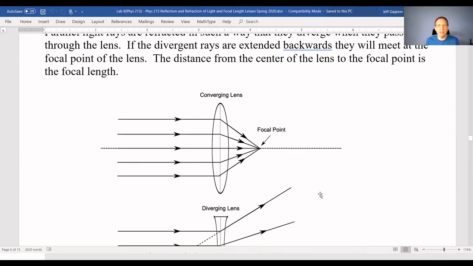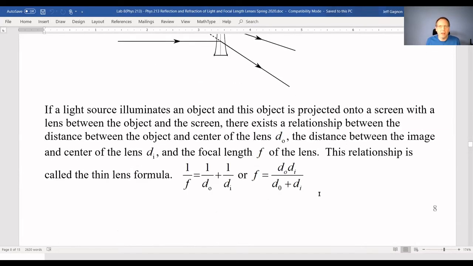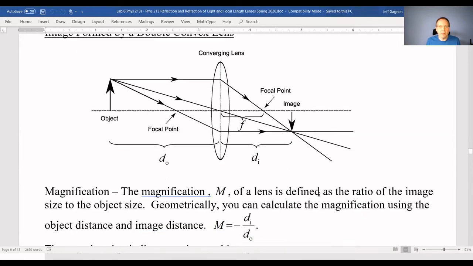Okay, so what happens now if we take a converging lens and we have some object that's illuminated? In this case, it's going to be an arrow. So let me show you that picture here. So we have an object, right? There's a light source so we can see the object well. I have a converging lens, and over here I am going to have a screen so that I can focus the image onto the screen.